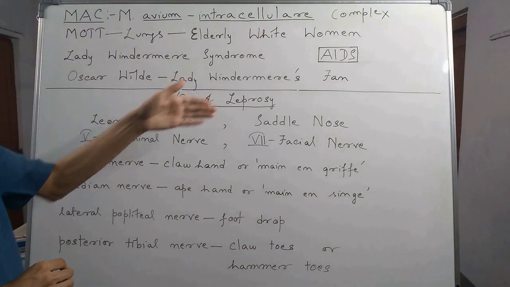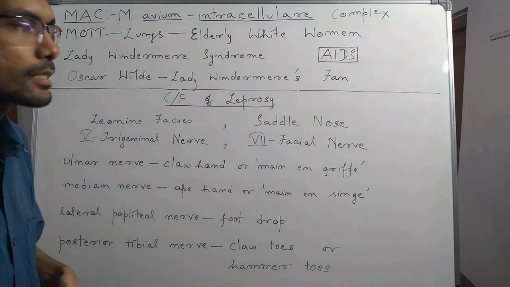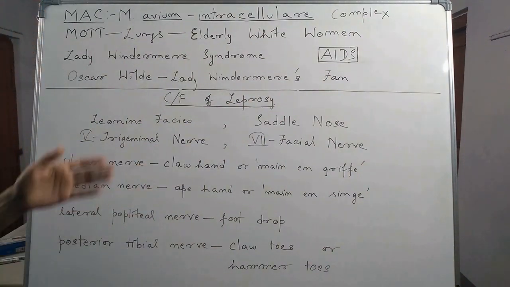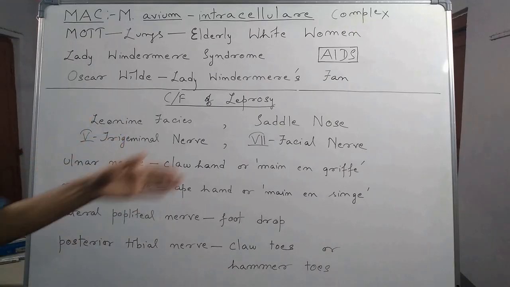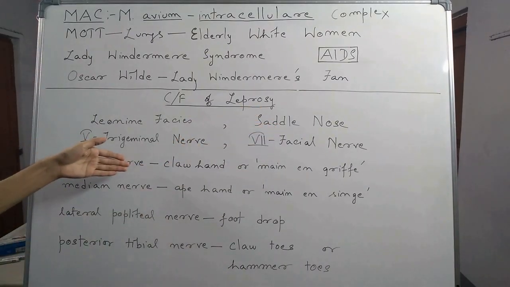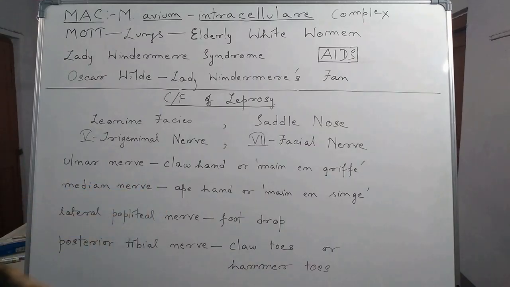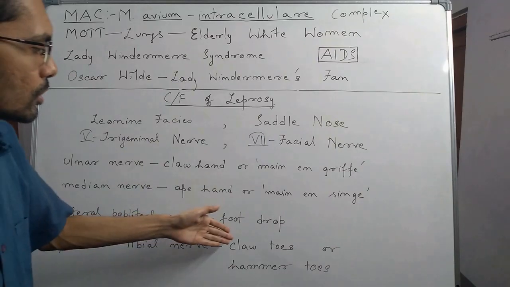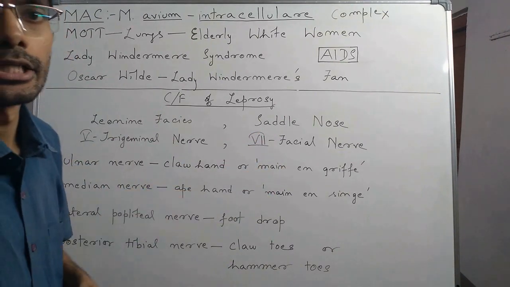Coming to the clinical features of leprosy, the two commonest ones are leonine facies, which means lion-like appearance, and saddle nose. Leprosy affects many nerves like the fifth cranial nerve or trigeminal nerve and the seventh cranial nerve or facial nerve. Other nerves that may be affected include the ulnar nerve, which causes claw hand, and the median nerve, which causes ape hand. If the lateral popliteal nerve is affected, it results in foot drop, and if the posterior tibial nerve is affected, it may lead to claw toes or hammer toes. And these are the alternative names of these conditions.